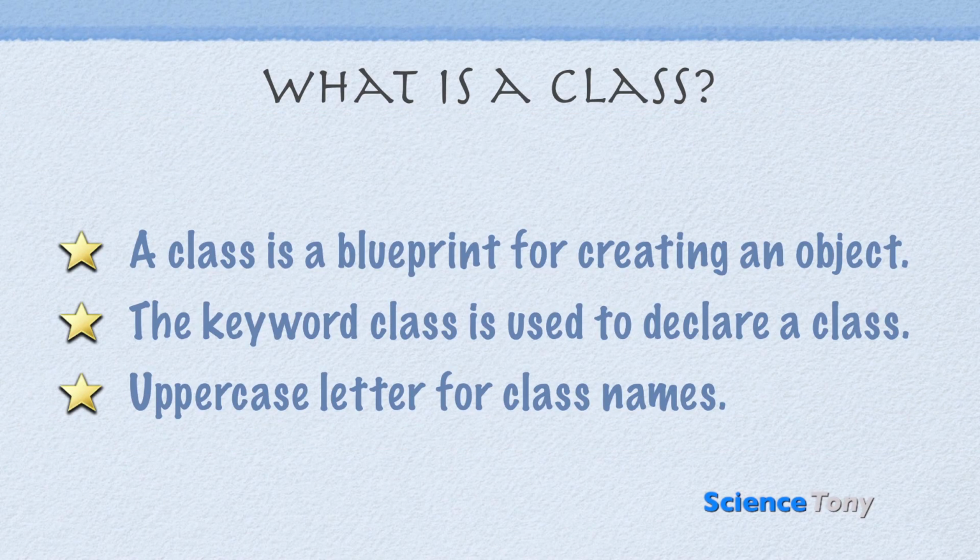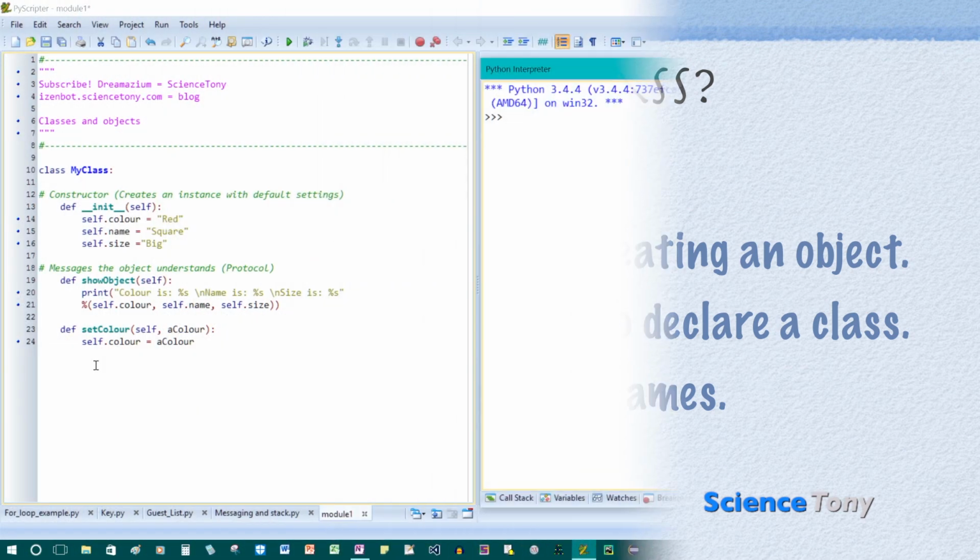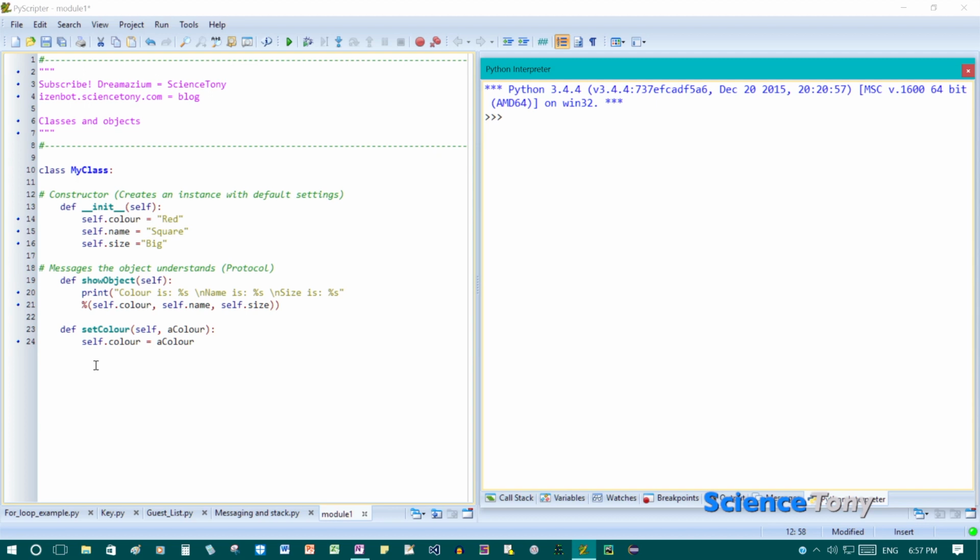First, let's look at what is a class. A class is a blueprint for creating an object. The keyword class is used to declare a class, and when we name a class, we always use an uppercase letter for its first letter. By the term blueprint, I mean we set out exactly everything that you need to be able to create the object. We're going to look at the code one chunk at a time.